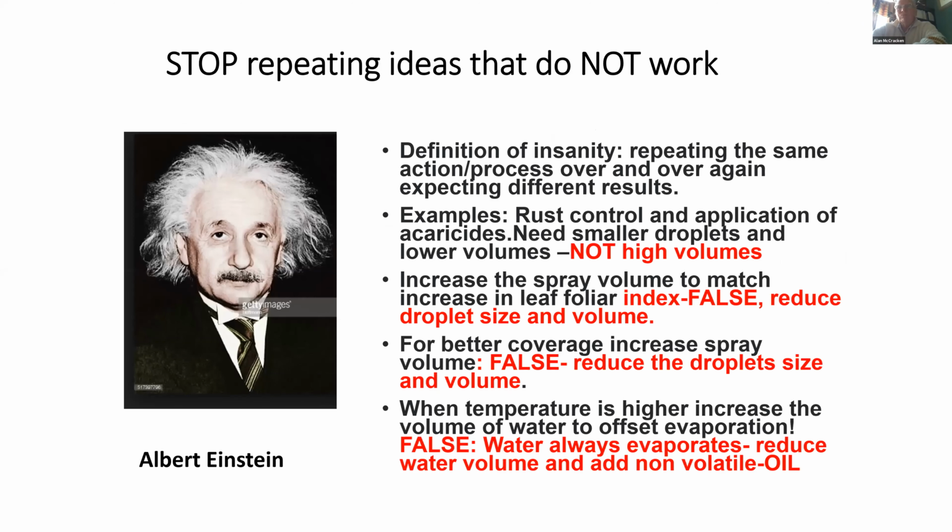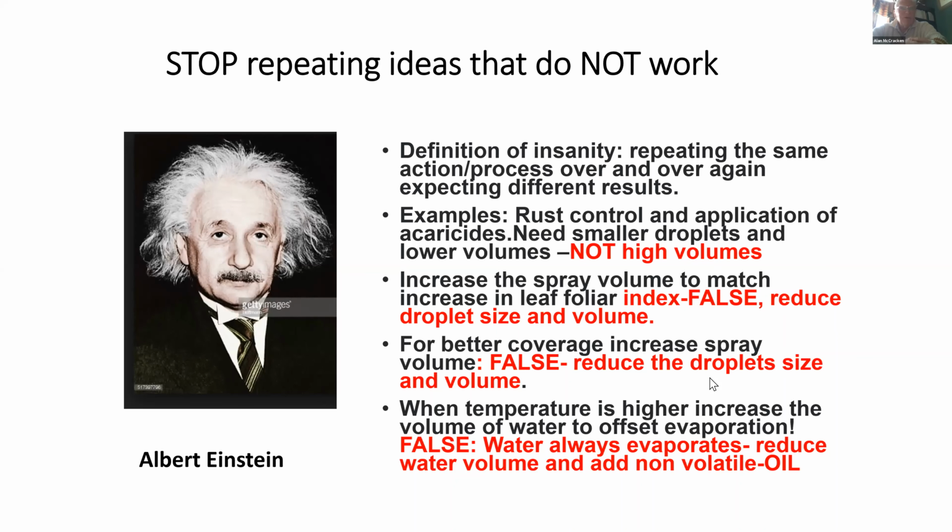First thing I'd like to highlight is, in my view, it's time for us to take a new approach. We need to pay some attention to what Einstein said. Stop repeating ideas that do not work. The definition of insanity that Einstein gave one time was someone who's repeating the same action process over and over again, expecting different results. Very clear example in the pesticide business is how we're applying chemicals. Rust control and application of acaricides especially. These need smaller droplets and lower volumes, not high volumes.